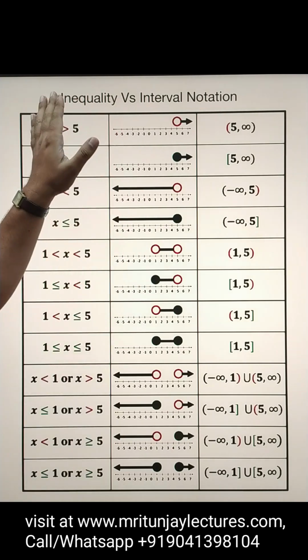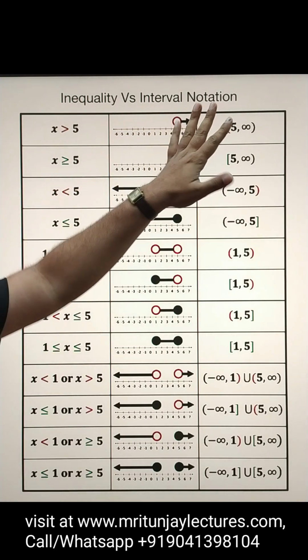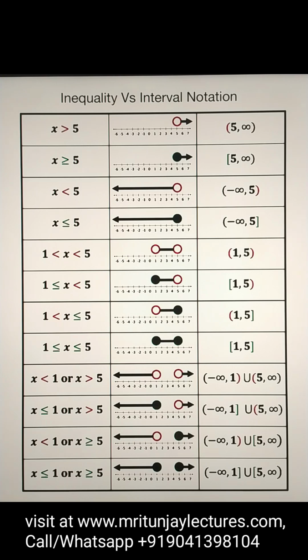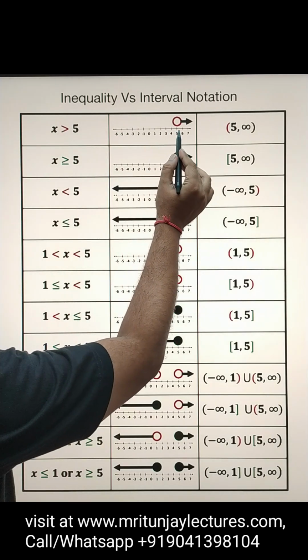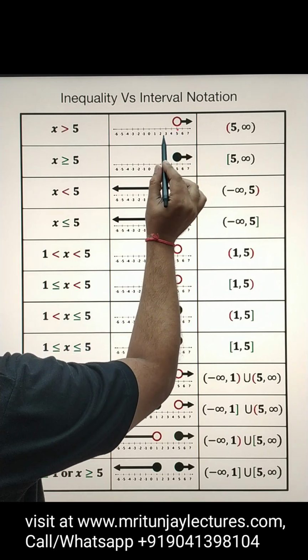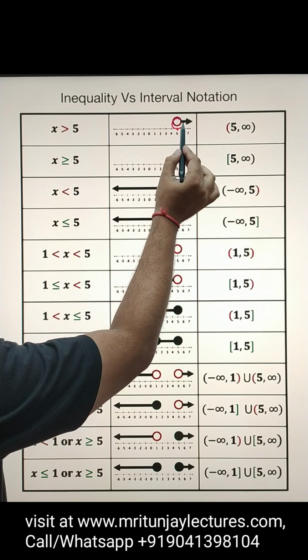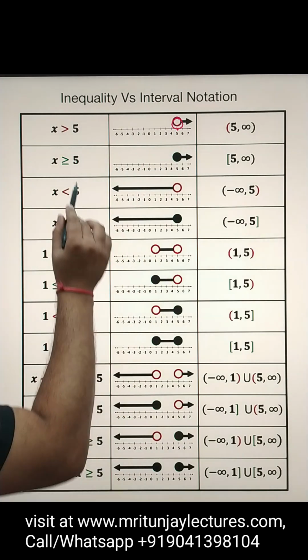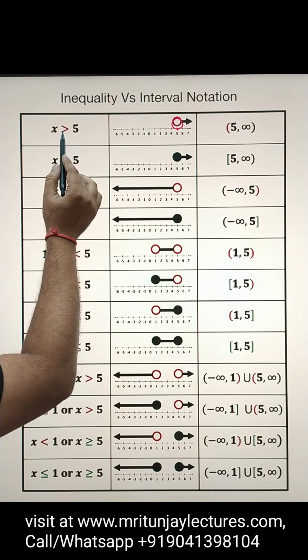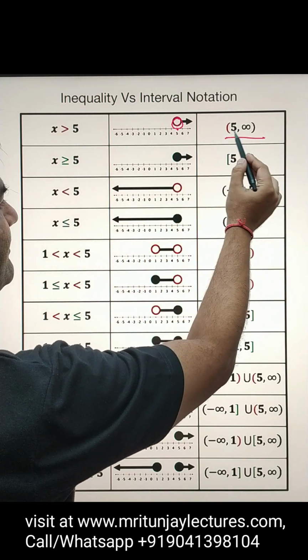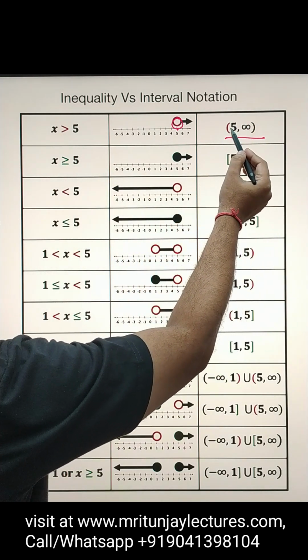Now today we'll focus on inequality versus interval notation. So what is the meaning of that one? If x is greater than 5, and this is represented in a graph, x greater than 5 means this point is 5, and that one is represented by an open circle. And what about the interval? x is greater than 5 is the open interval from 5 to infinity.